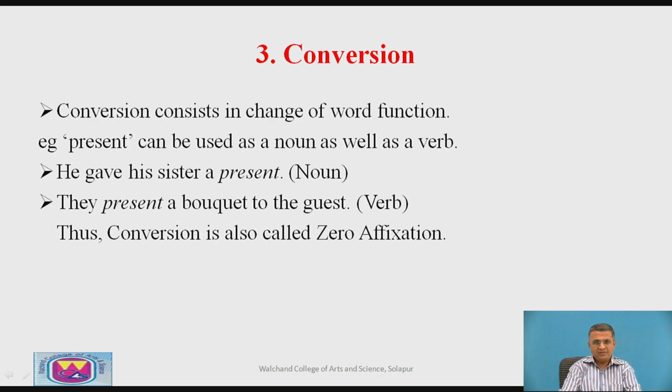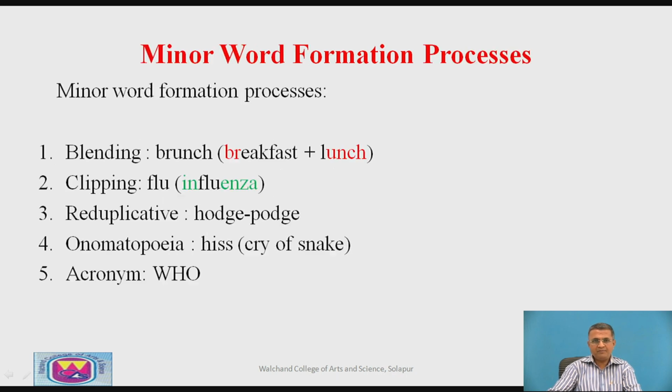We come to the last major word formation process. It is conversion. Conversion consists in change of word function. An example, present is used in two different functions. The first is as a noun and the second is as a verb. He gave his sister a present. In this sentence, present is a noun. They present a bouquet to the guest. In this, the word present is a verb. Thus, conversion is also called zero affixation.